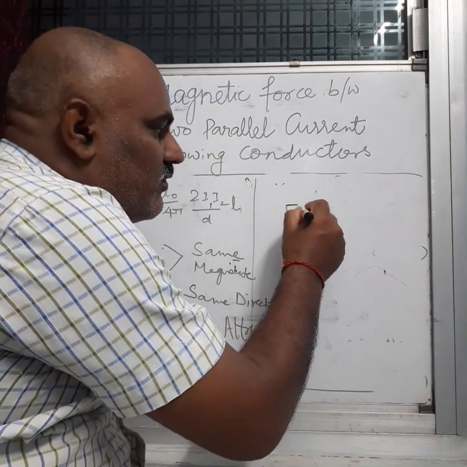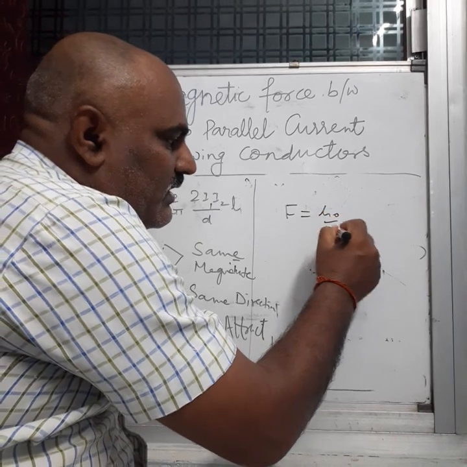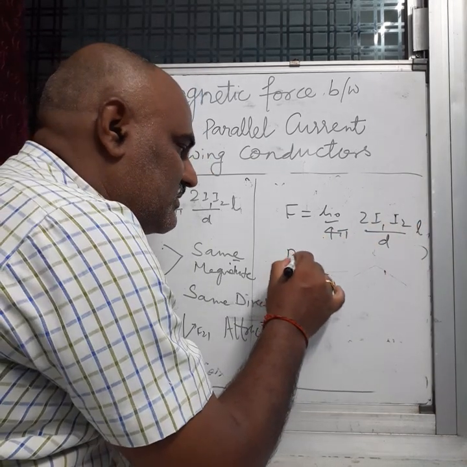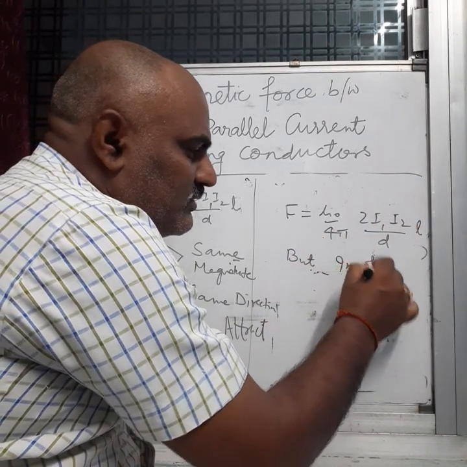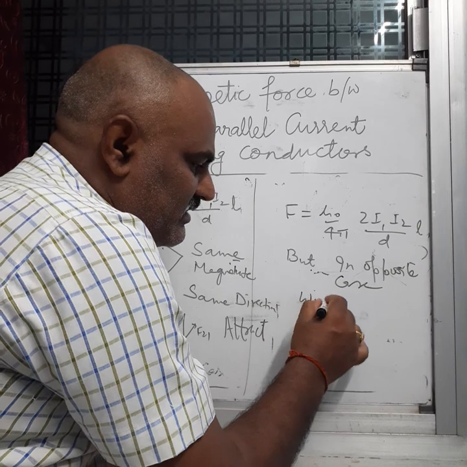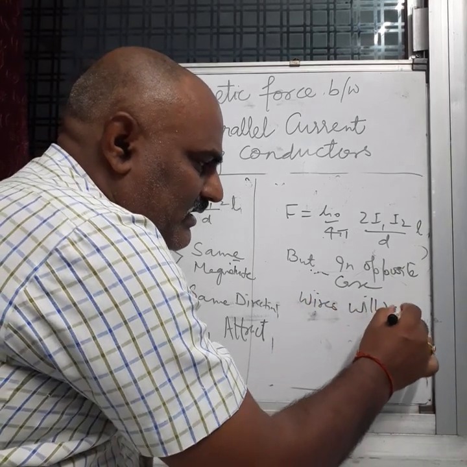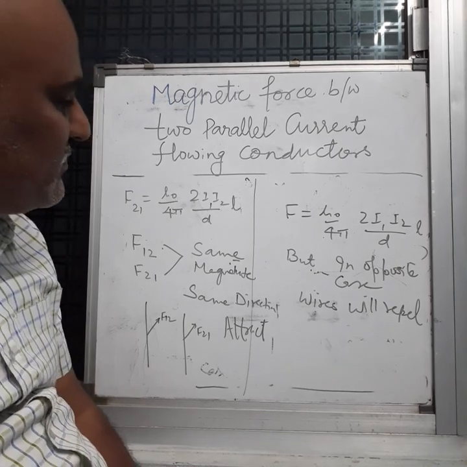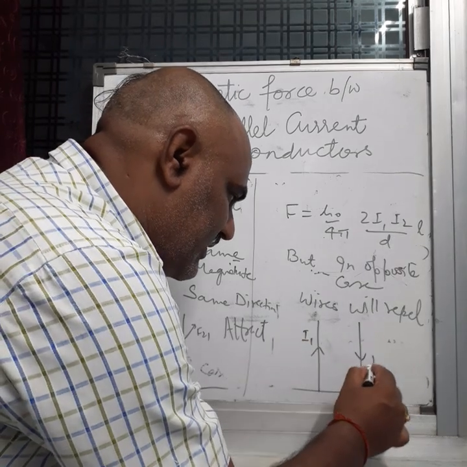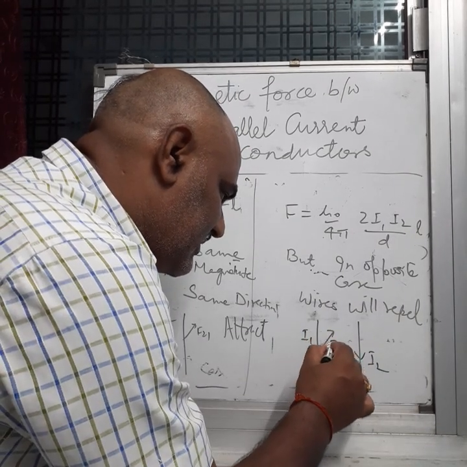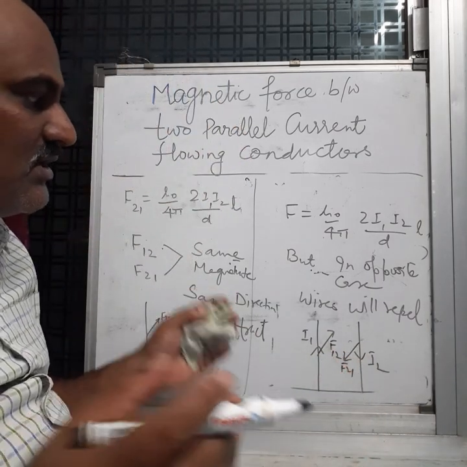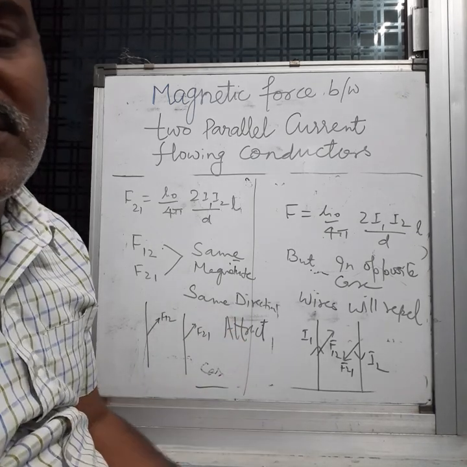This force will again be mu 0 upon 4 pi, 2 I1 I2 upon D into L. But in the opposite case, the wires will repel. So this is the main concept: wires will repel. Why? See, this is I1 current, this is I2 current. Magnetic force here is acting this way, but here magnetic force F21 is acting the other way, so both are in opposite directions. When there is opposite direction, they will repel.